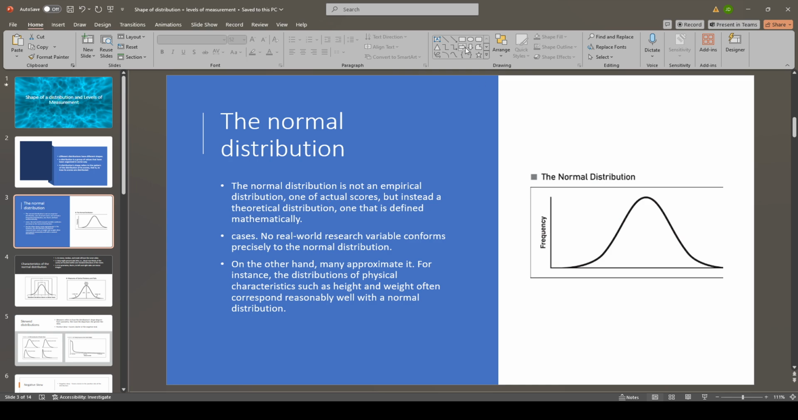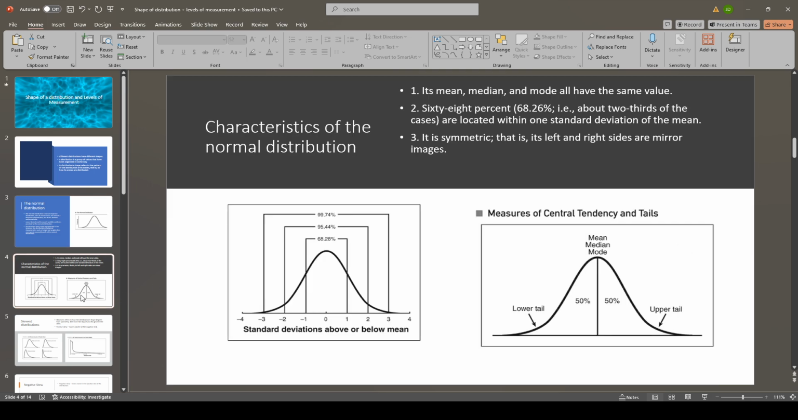A normal distribution in itself is not really an empirical thing, meaning something that we observe in the real world, except for a few exceptions, like height and weight. Normal curves do occur from those, but they usually require millions and millions of samples. On the other hand, many distributions approximate it. I did bring up the height and weight conundrum.